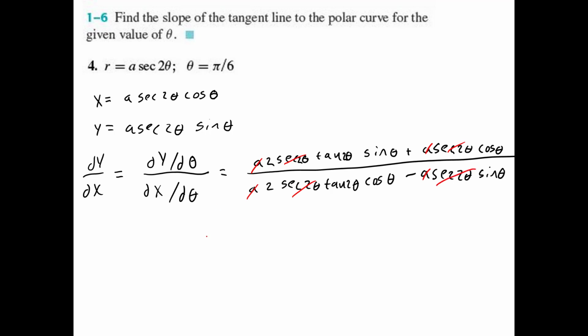And so then this formula cleans up to tangent 2 theta sine theta plus cosine theta divided by 2 tangent 2 theta cosine theta minus sine theta.